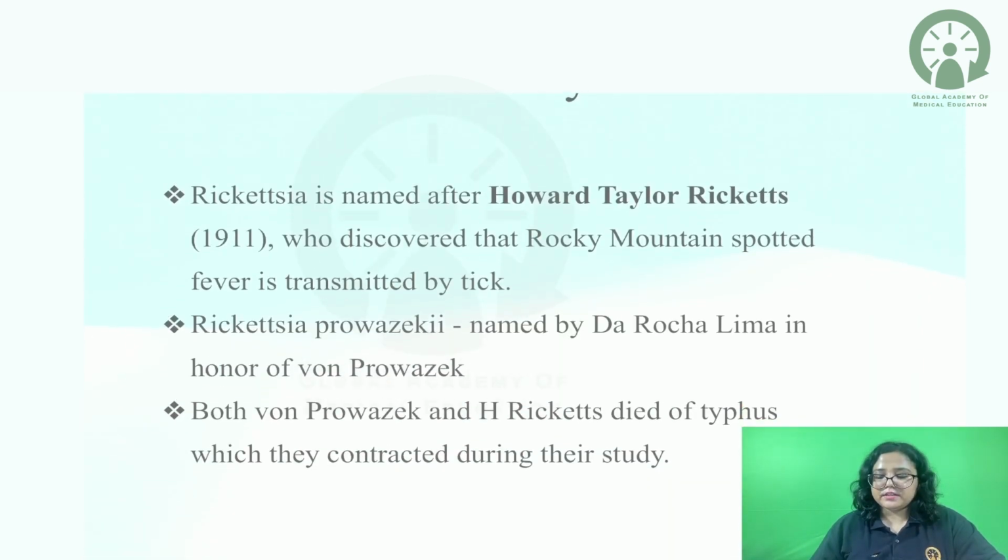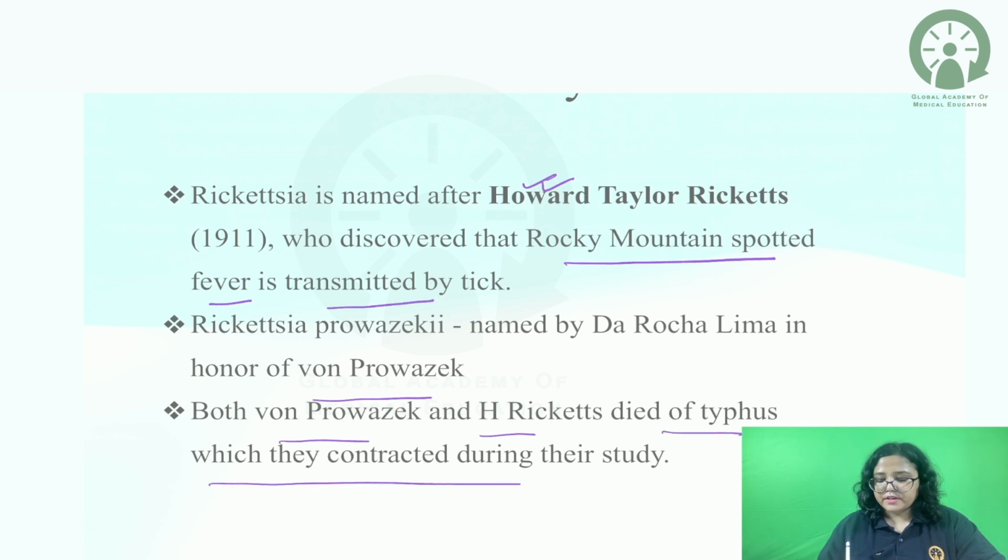The history regarding Rickettsia is also very important. Howard Taylor Ricketts, who discovered Rocky Mountain spotted fever, which is transmitted by a tick, and von Prowazek both died of typhus fever, which they contracted during their study. In tribute to their contribution, the genus Rickettsia has been named after the discoverers.